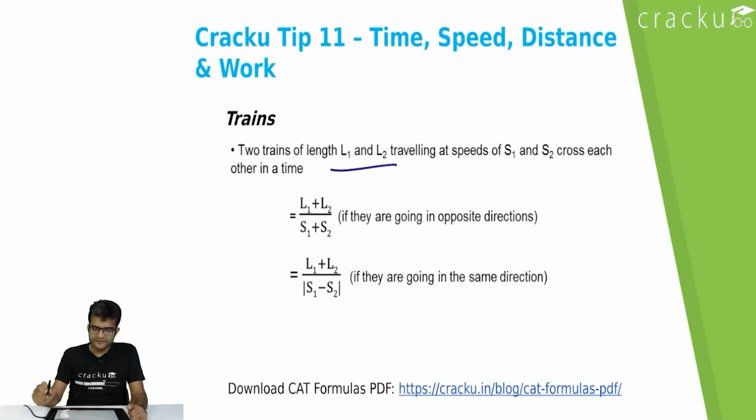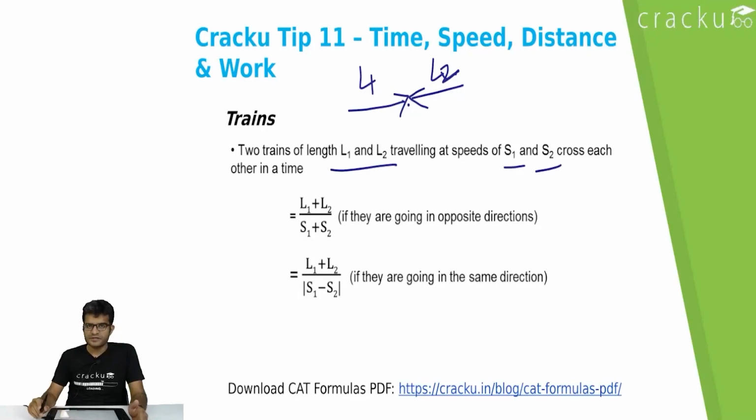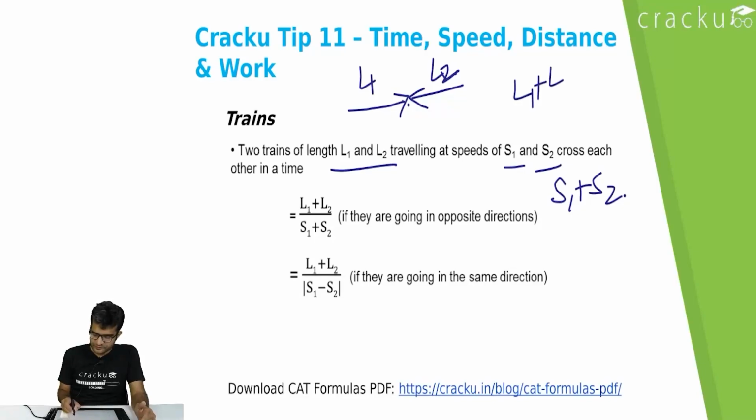Now suppose you have trains. There are two trains which are passing each other. Suppose the lengths of the two trains are L1 and L2, and suppose they are going at speeds of S1 and S2. If they are going in opposite directions, then their relative speed will be equal to S1 plus S2. And the total distance that they have to travel will be L1 plus L2. So the time that they take to cross each other will be L1 plus L2 divided by S1 plus S2.